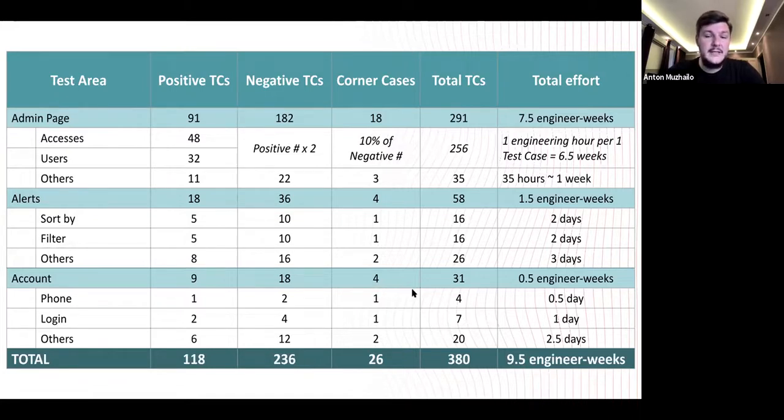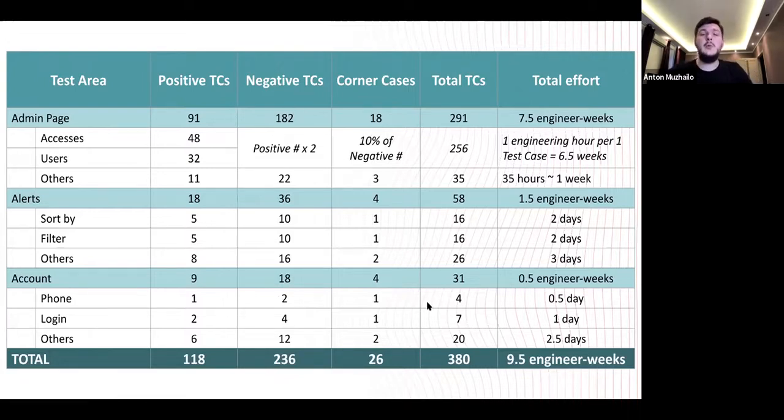So what about negative? I have the same estimation here. The amount of negative test cases is positive multiplied by 2. So I would need 236 negative test cases in total.